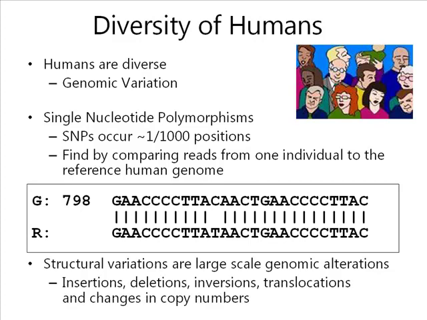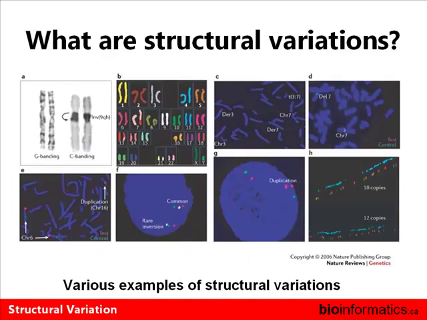To larger scale structural genomic alterations. And these can be things like insertions, deletions, inversions, translocations, and changes in copy number of sequence. So what are these structural variations?